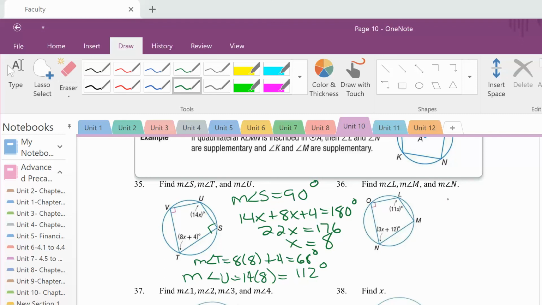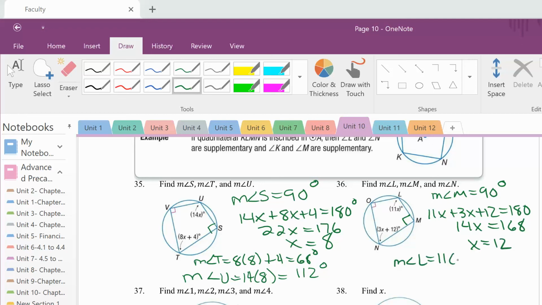So same thing, 36. The measure of angle M is 90 degrees, because they're supplementary. But then 11x plus 3x plus 12 is equal to 180. So 14x equals 168, x equals 12. So the measure of angle L is 11 times 12, which is 132 degrees. The measure of angle N, 3 times 12 plus 12, which is 48.